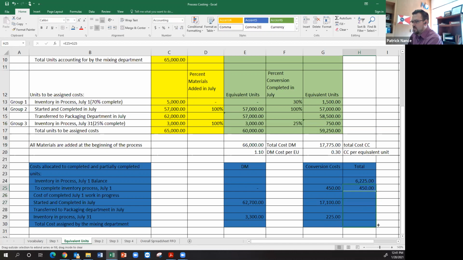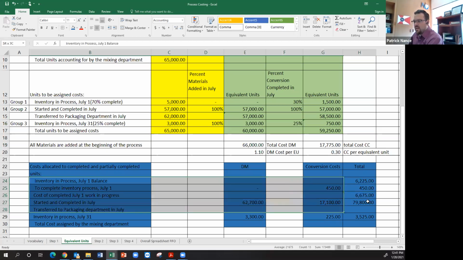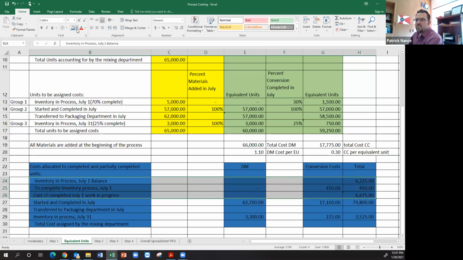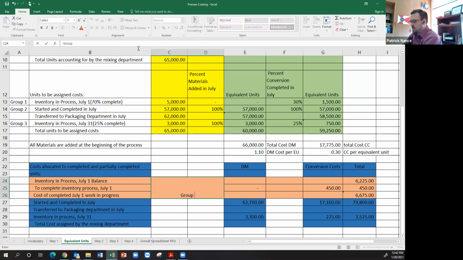Okay, I want to total those 3 columns up. So now I can add down. I can do 6225 plus 450 gives me 6675. So that would be the total cost of group 1 that was now done, but it's just how much I started with plus how much work I did this time frame. This gives me the total. So if I block this out, this would be my group 1 cost.